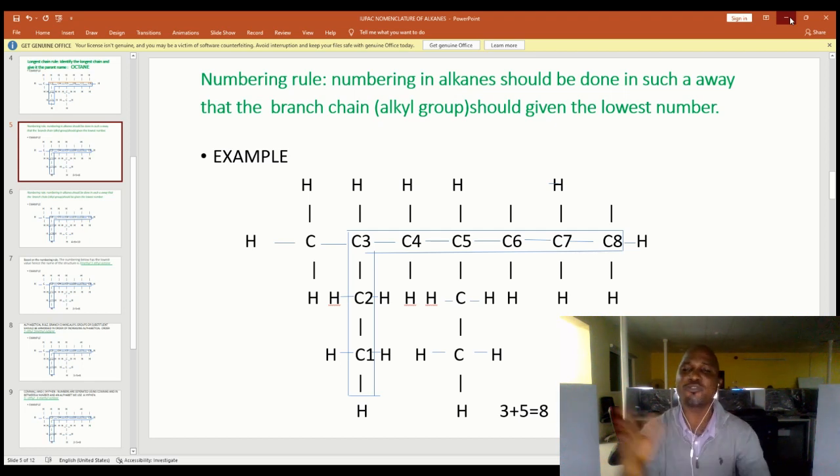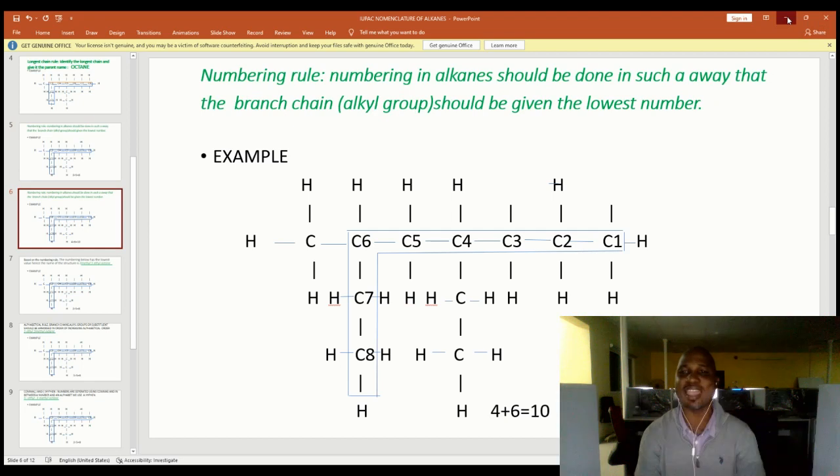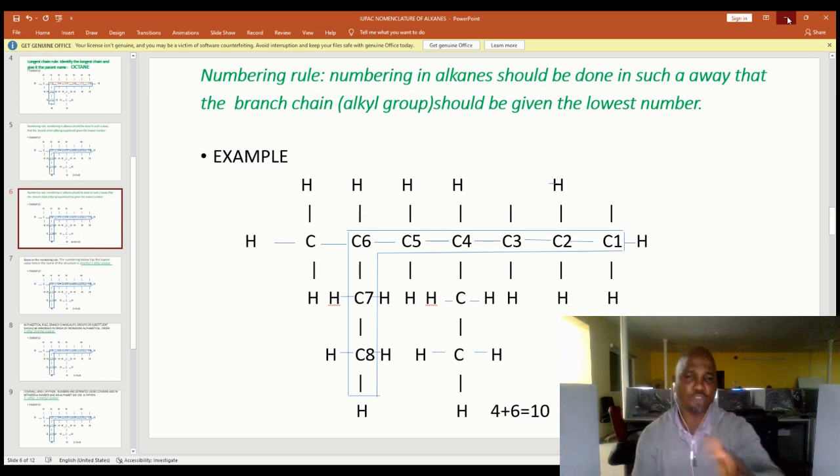Another alternative is starting from your right to your left, and you number in that order, as we'll see on the next slide. On my next slide, you can see carbon number 1 on the right following through to carbon number 8 on the L shape. So from right to left, you have your numbering done. You can see there is an ethyl group on carbon number 4, C2H5, and on carbon number 6, there is a methyl group, CH3. That's why we have 4 plus 6, making it 10.